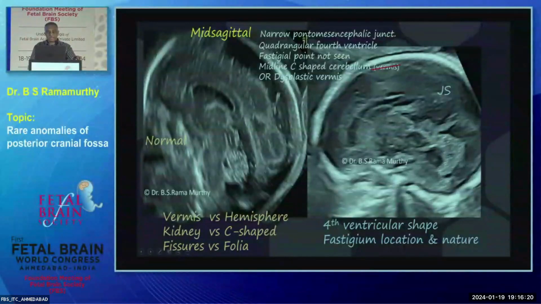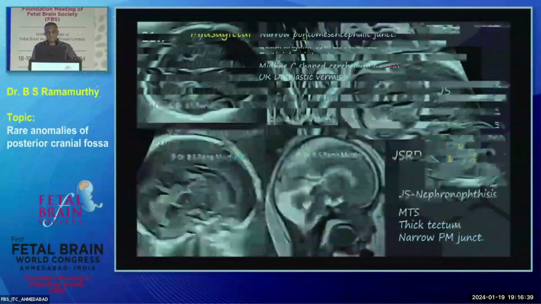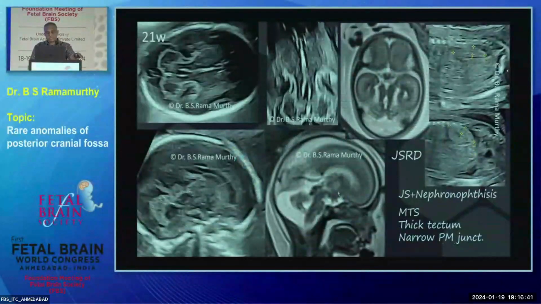Also, the kidney bean shape and the fastigium are seen here, whereas this is a more C-shaped structure, a dome-shaped roof of the fourth ventricle, and lack of a distinct fastigium, right? This is the signature which can happen in one set of presentation, right? And I've brought it all together over here, showing you the MR picture, again C-shaped over here.